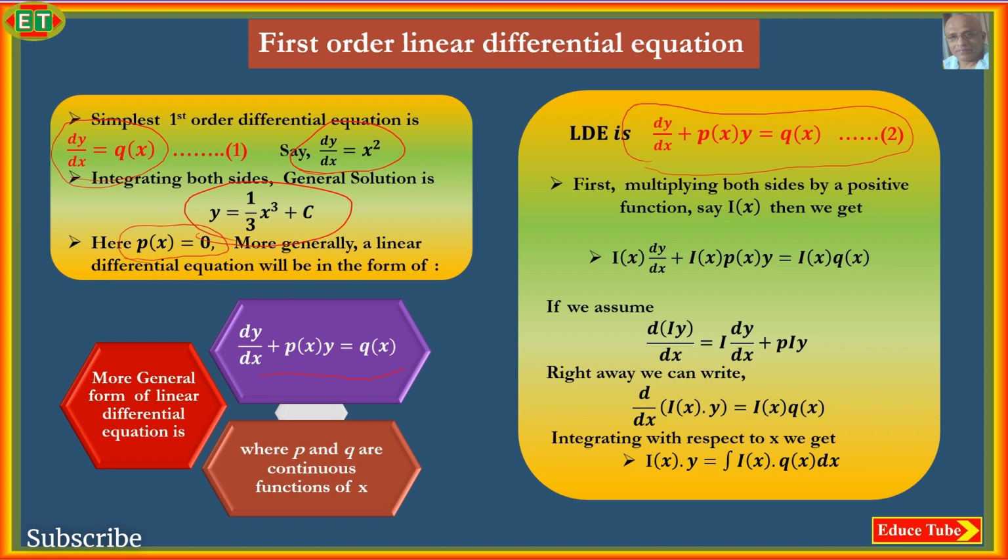Now, we notice that the differential equation is not separable, because it is impossible to factor the expression for dy/dx as a function of x times a function of y. But we can still solve the equation, and it is by the product rule. Multiplying both sides by a positive function, say I(x), what do we get? We get a transformation of the left hand side of this equation into a derivative of the product of I(x) and y. We can see it here.